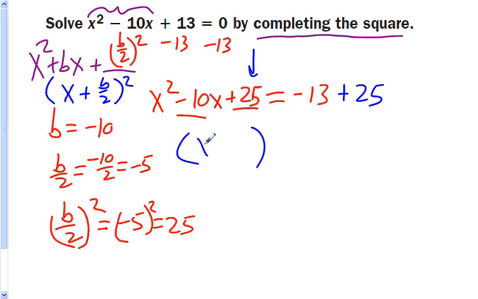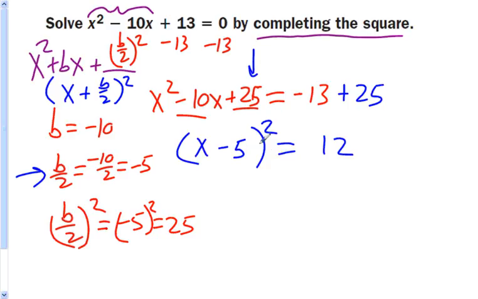So I've got an x here. My b divided by 2, if you go right here, is negative 5. So I'm going to put a minus 5 here, and then I square it. That's how this perfect square will factor down. Equals, and then I need to go 25, or negative 13 plus 25, which is going to be a 12. So now I'm ready to solve for x.